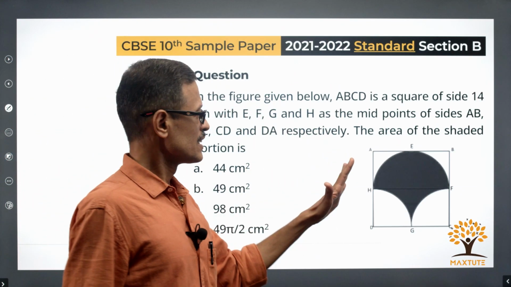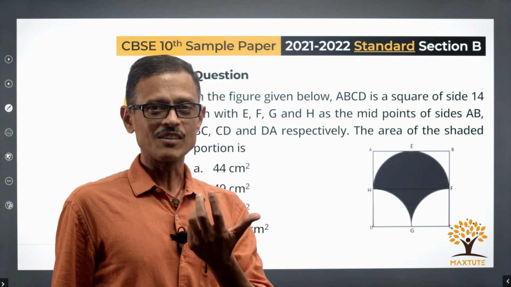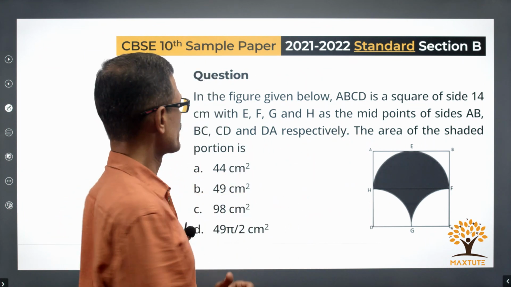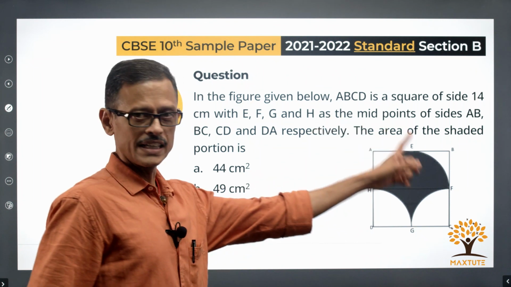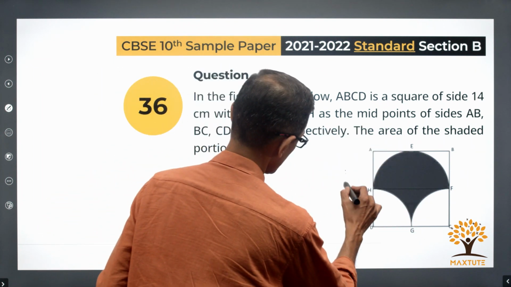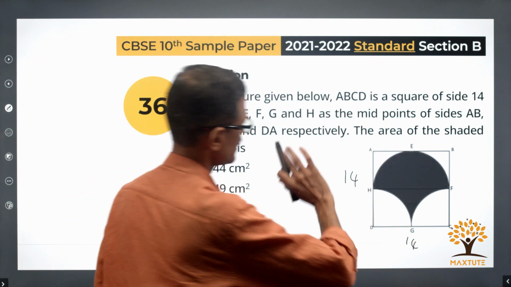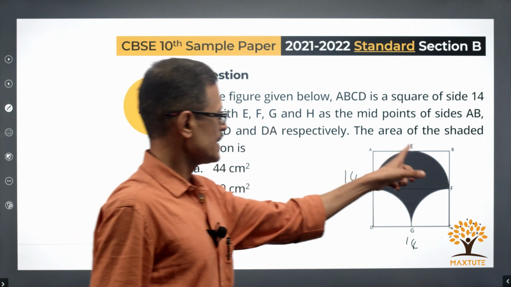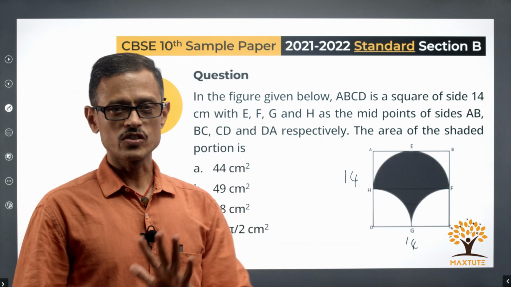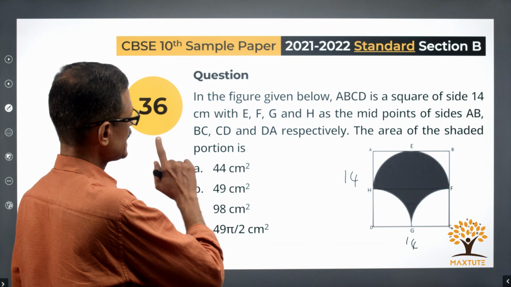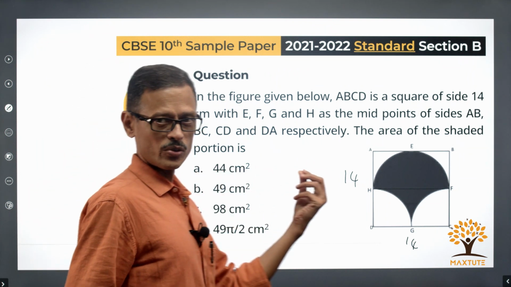This is an interesting question. The diagram looks a little daunting, but actually it is a very simple question. In the figure given below, ABCD is a square, side of the square is equal to 14, right. So, this is given to us, done. E, F, G, H are the midpoints of the square, right. What we need to find out is the area of the shaded portion.